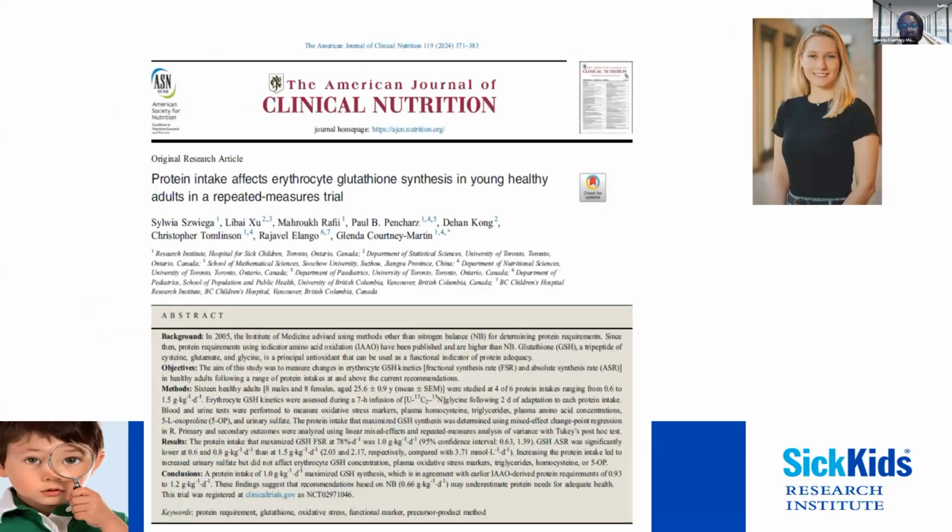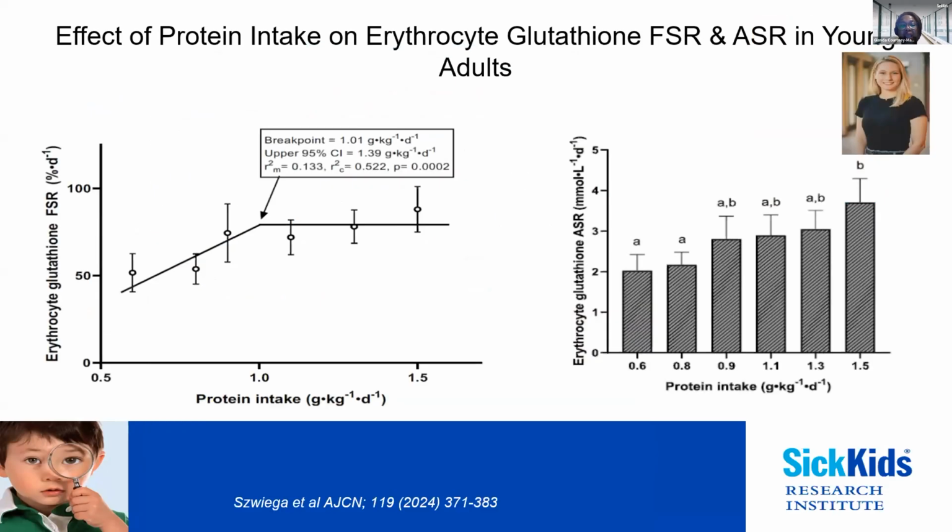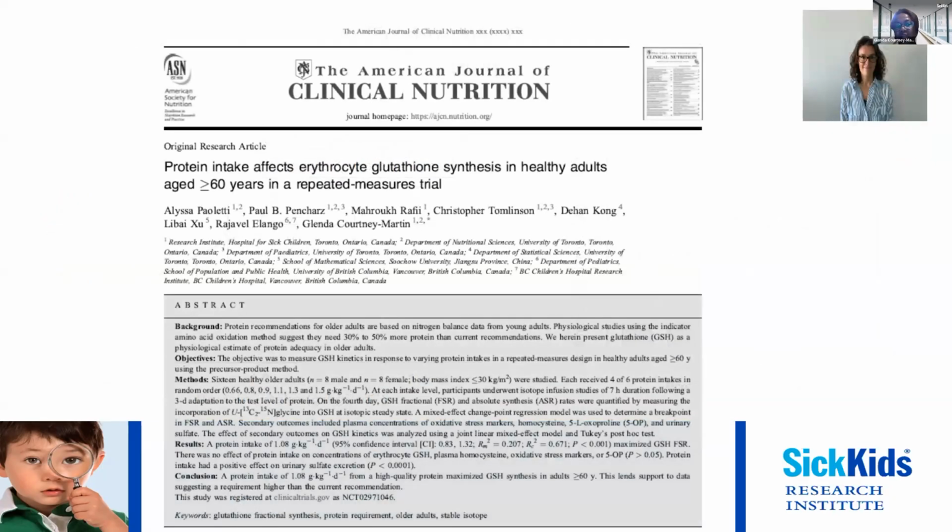Now, this was published. This is one of my PhD students who did this work in young adults. And what we found was that the amount of protein that maximized glutathione synthesis was 1 gram per kilo per day. And we also analyzed sulfates in these subjects as well. And you can see glutathione erythrocyte absolute synthesis rate increased to a certain point as well, but the fractional synthesis rate was maximized at 1 gram per kilo per day.